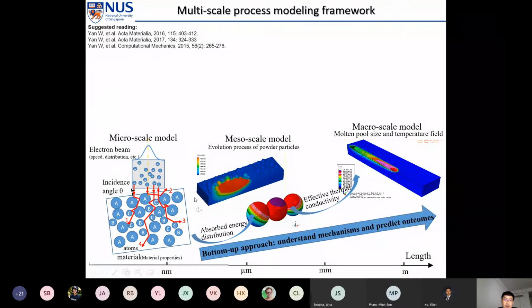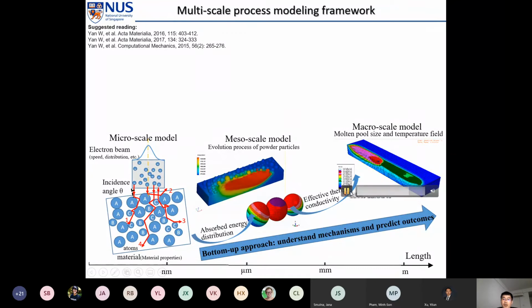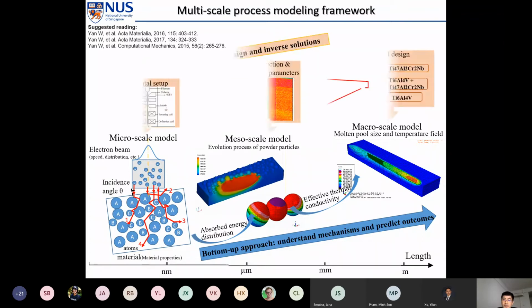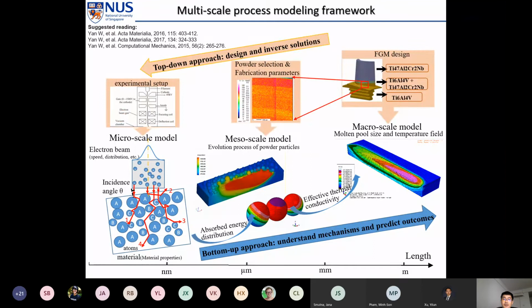So actually, we built all these 3 models and linked them together. So from the micro scale to the meso scale, actually we upscale the heat source model, and then from the meso scale to the macro scale, we upscale a lot of information like the melt pool size, properties. So for the bottom-up approach, from small scale to large scale, we can understand the mechanisms and predict the outcomes. If we face design inverse problems, we do a top-down approach.